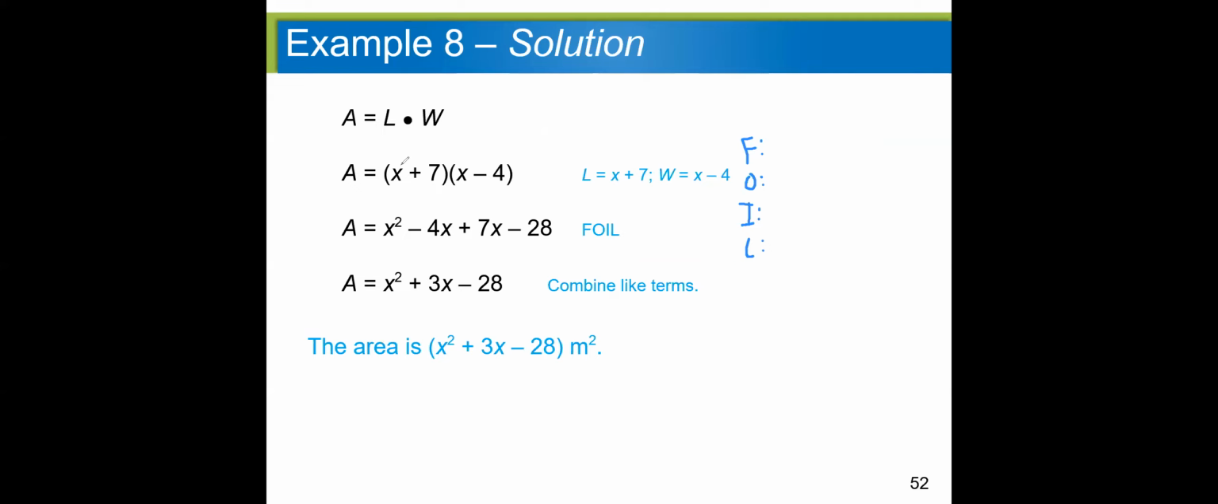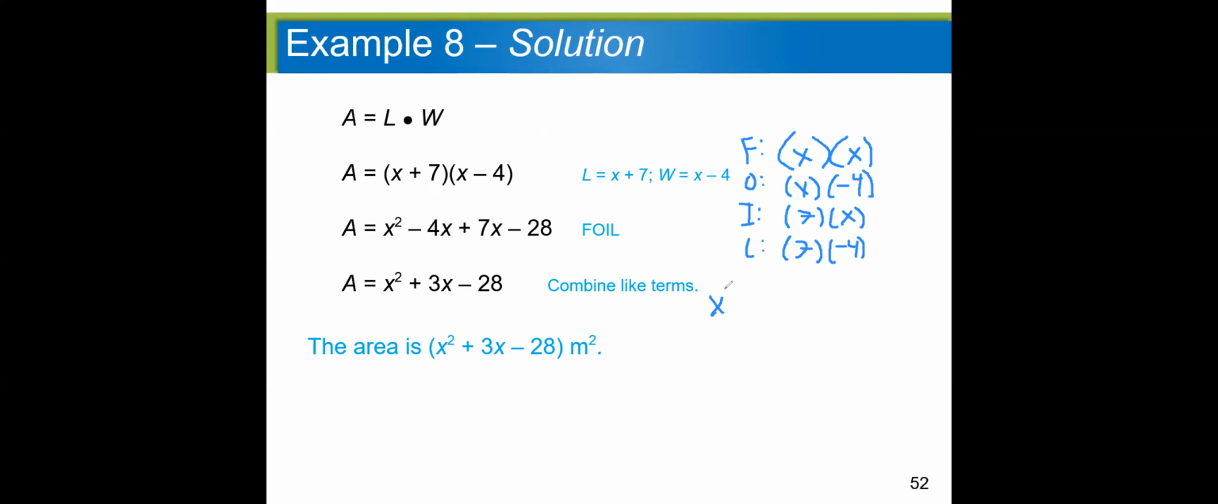My firsts are going to be my x and my x, times x. My outside is going to be x and minus 4. Those are the outside terms of these two binomials. My inside terms are 7 and x. And my last terms are 7 and minus 4. Excellent. Now let's stack it all together.